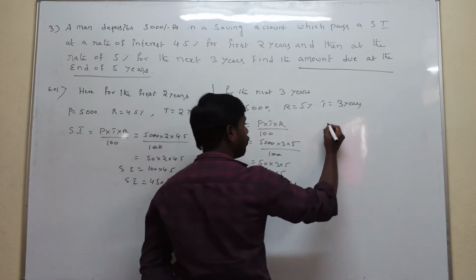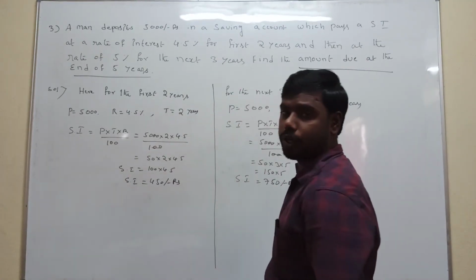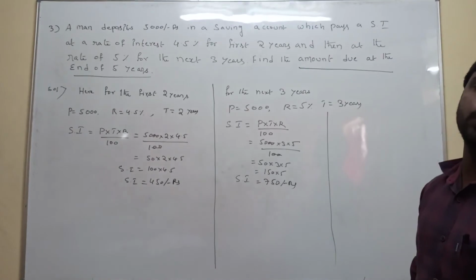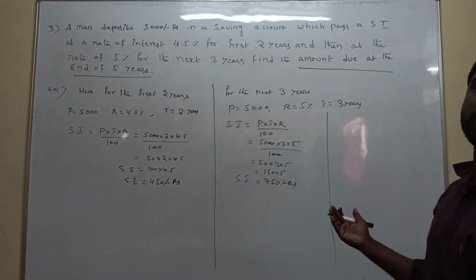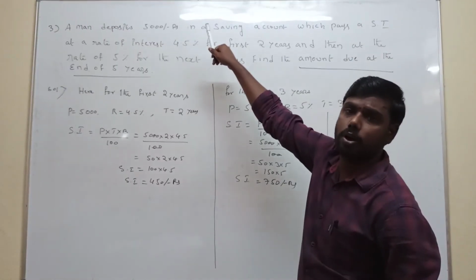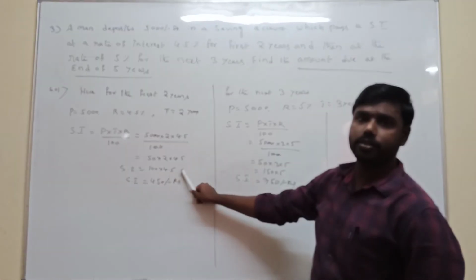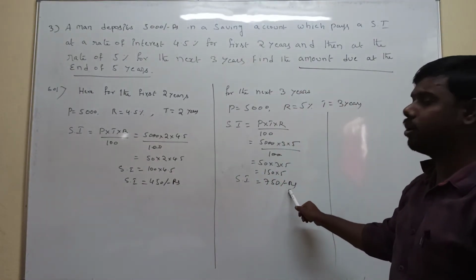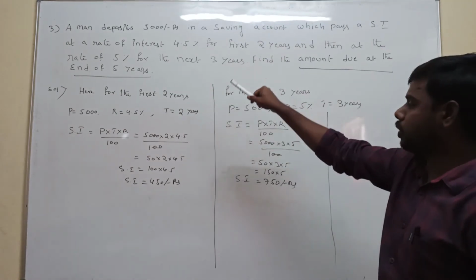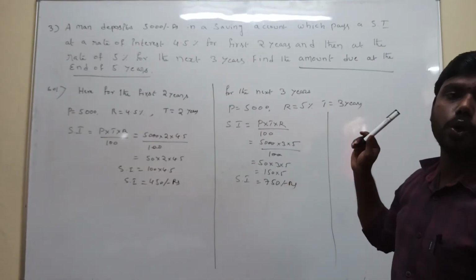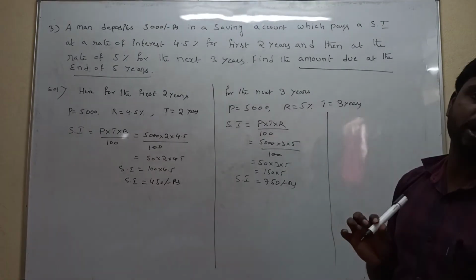What are they asking? We need to calculate the amount due up to the end of the 5 years. That means the principal amount, the first 2 years simple interest, and the next 3 years simple interest. We add them up. That is nothing but the total amount due at the end of the 5 years.